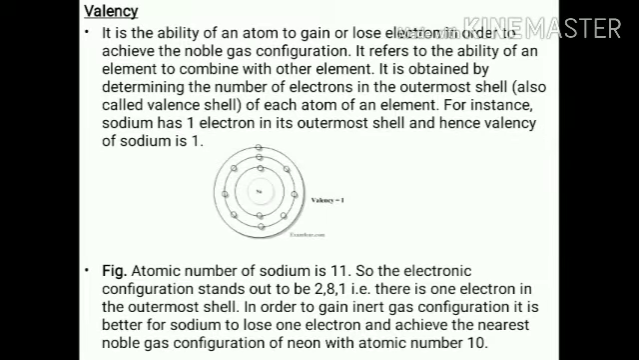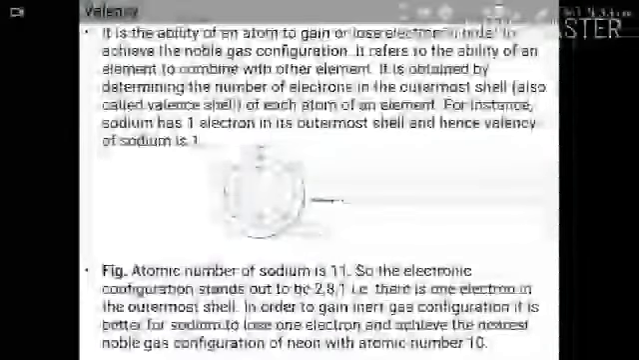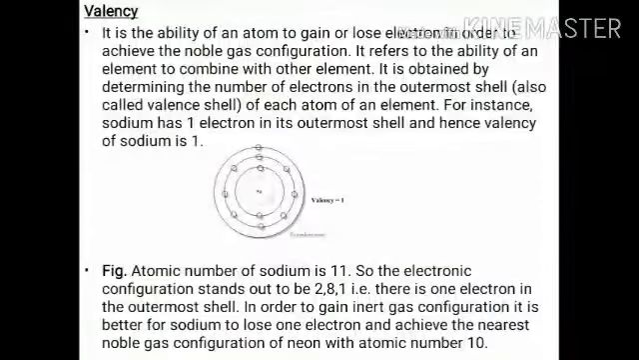Now we start. What is the meaning of valency? First of all, you should know how valency is determined. Valency means the number of electrons present in the outermost shell. Each and every element wants the noble gas configuration, that is, the number of electrons in the outermost shell is 0 or 8. If an element has 0 electrons in the outermost shell, then it is highly stable. If an element has 8 electrons in the outermost shell, then it is stable. That is called noble gas configuration.